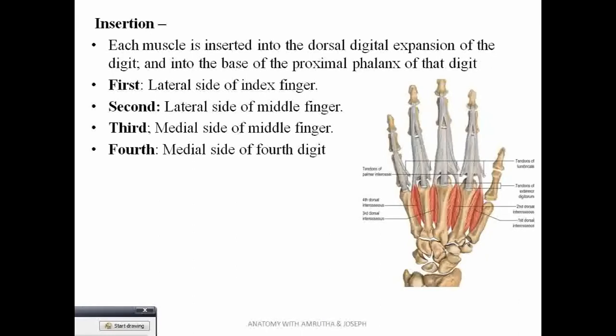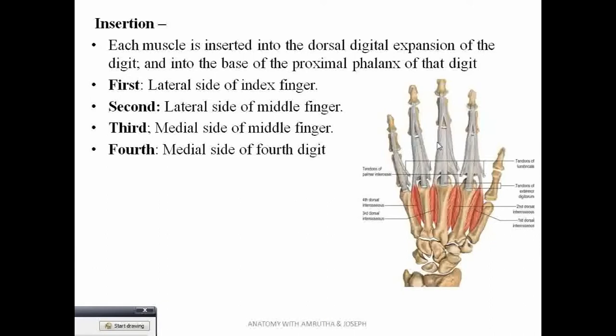So let's see that. The first dorsal interosseous is inserted to the lateral side of index finger, so when it contracts, it can move the index finger this way, abduction. Now the second one is inserted to the lateral side of middle finger. When it contracts, it can move the middle finger this way, that is abduction. Now let's see the third one, inserted to the medial side of middle finger. Yes, now when it contracts, it can move the middle finger this way, that is also abduction.